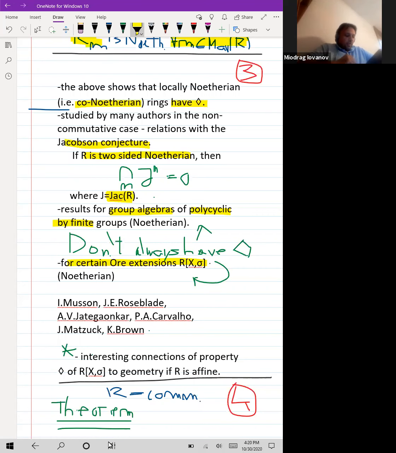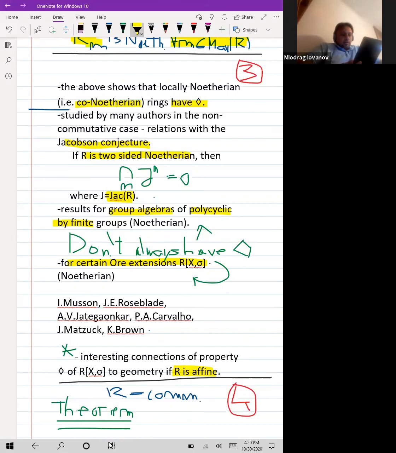Carvalho, Brown and Matczuk looked at when this has the diamond property, let's say on the left. They found very interesting connections to geometry. They looked at the case when R is affine, so you take a finitely generated commutative algebra and try to see when R[X; sigma] has this diamond property. It turns out that in many situations it is related to whether this Ore extension has the property that all the simple modules are finite dimensional.